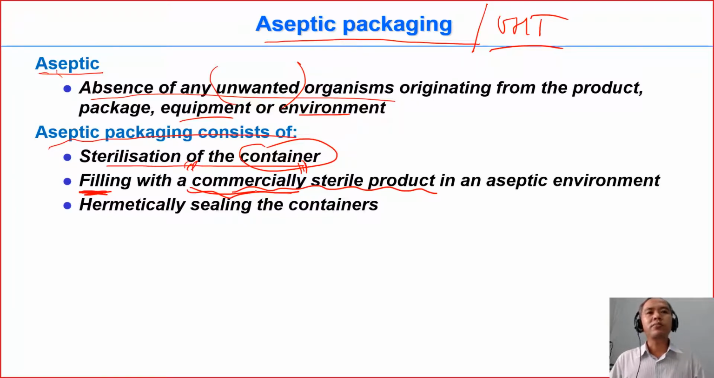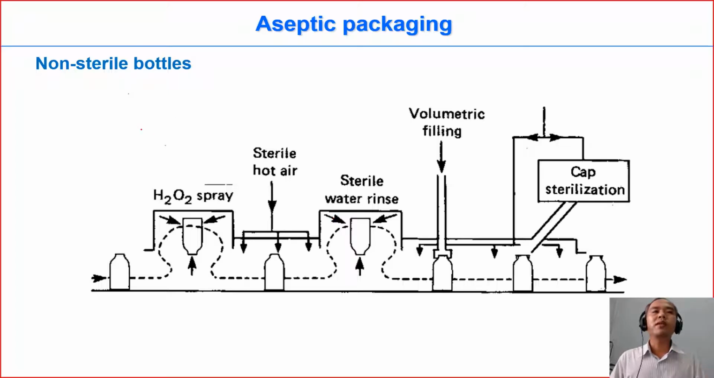So the product has been already sterilized and we do filling in an aseptic environment. And then after that, we do the sealing of the container, also in an aseptic environment. And then we have the product. So for some illustration, for example, if we start with non-sterile bottles, meaning we buy bottles from outside and these are not sterilized yet. So before we do packaging, we have to sterilize the bottles.